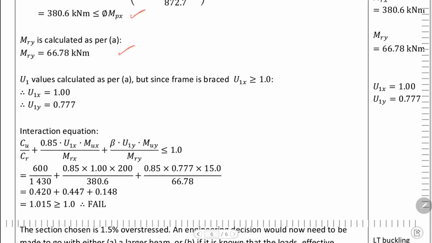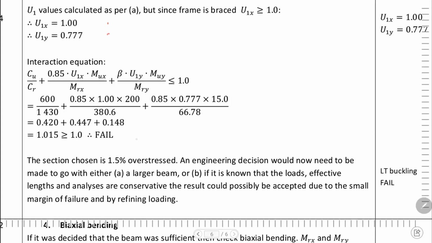Then our U1 values as per A, but since the frame is braced, U1x is greater than 1. So we get our U1 values, plug it all in, and oh dear. We plug it all in and the section fails. The section chosen is 1.5% overstressed.